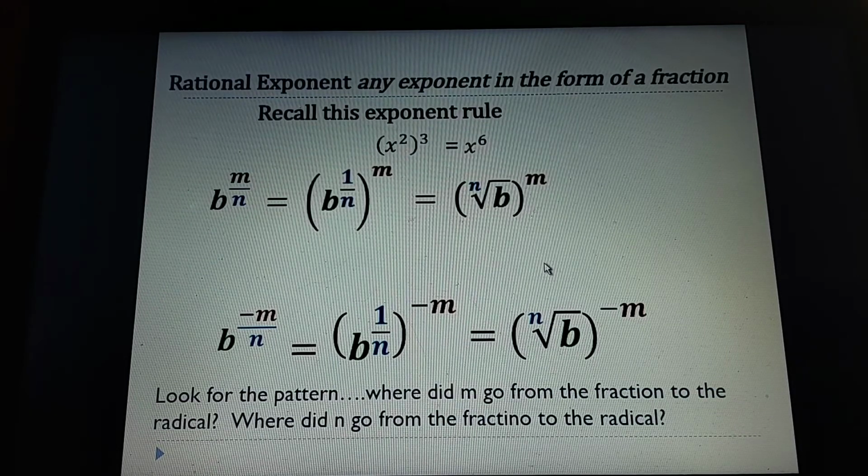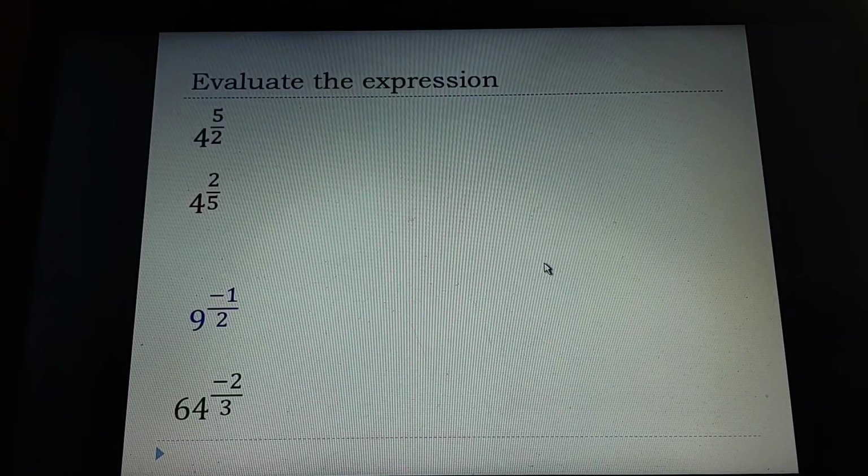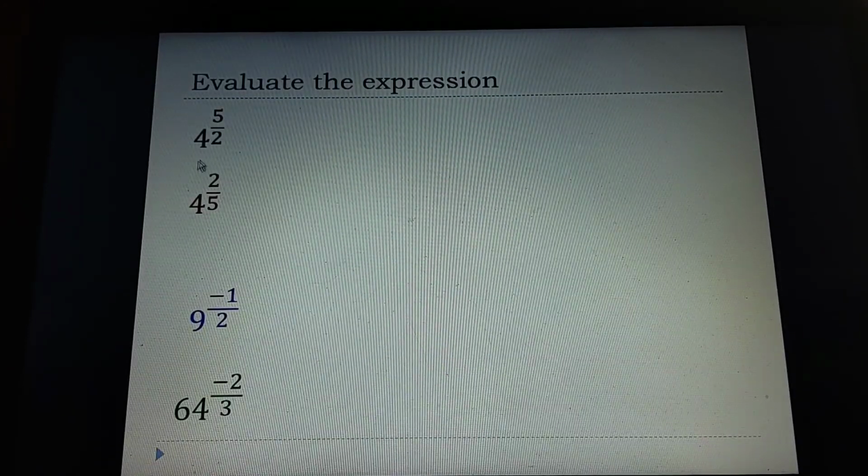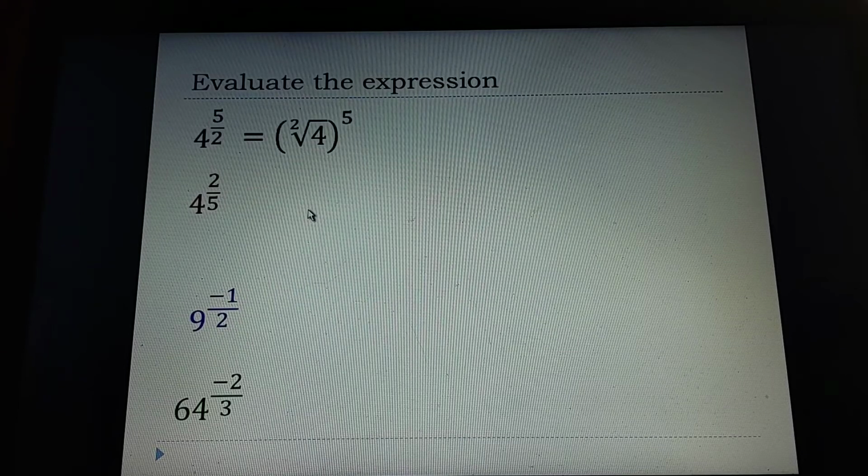Okay, so we are going to evaluate some expressions. Evaluating means tell me what it equals. The first thing we're going to do is rewrite 4 to the 5 halves as a radical. The 4 goes underneath the radical, the 2 is my index, and the top number is my power. So it's going to look like this.